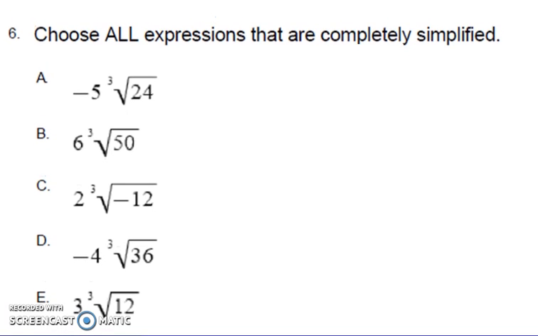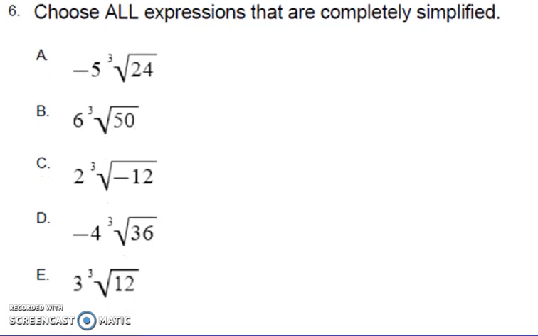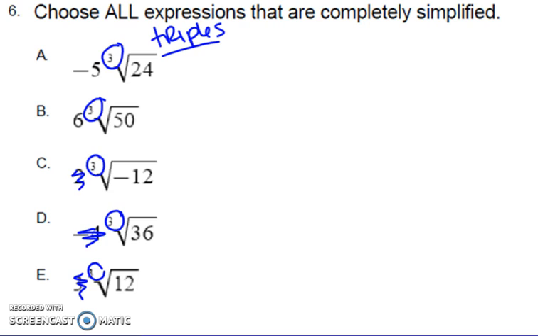Number 6, the same thing as the last problem. The only difference is now I want to circle triples because I have this 3 out in front. Now again, we don't care about the numbers out in front, so we're just going to cross those off.